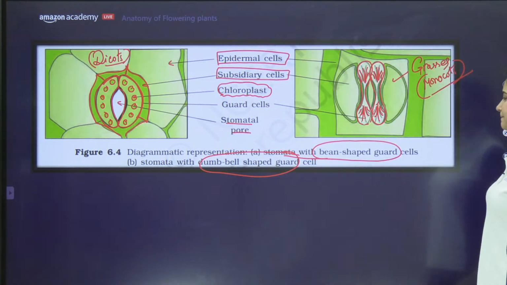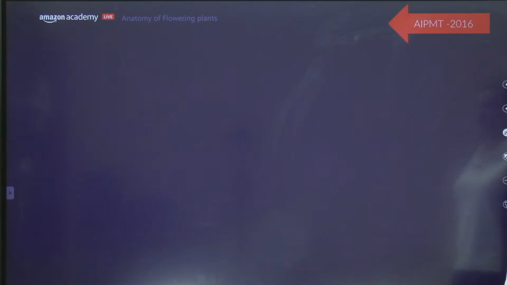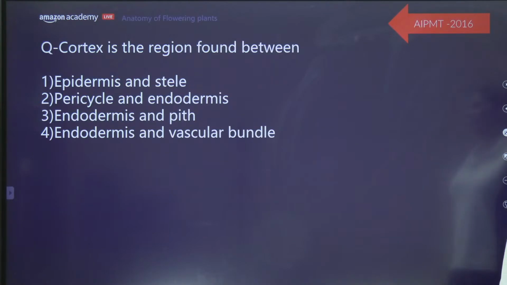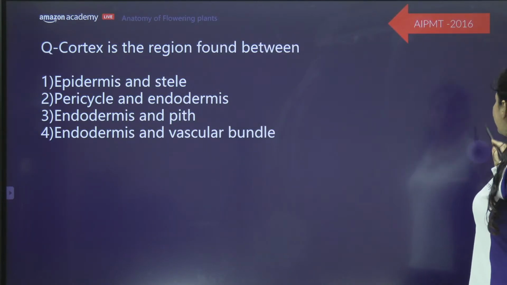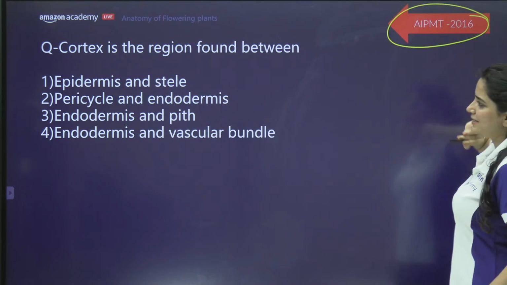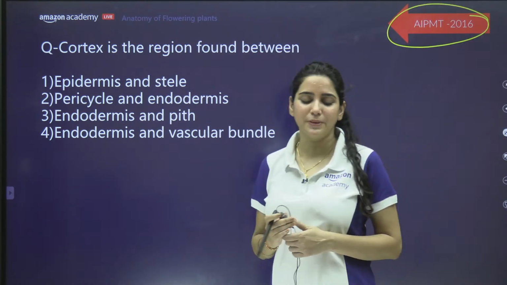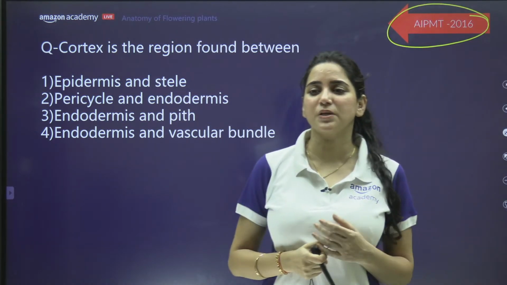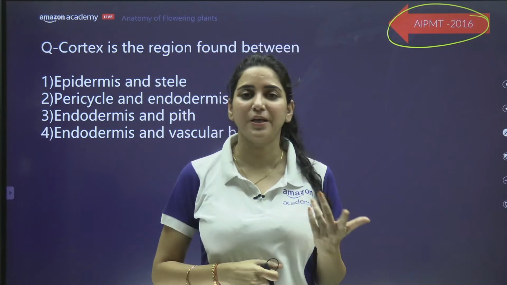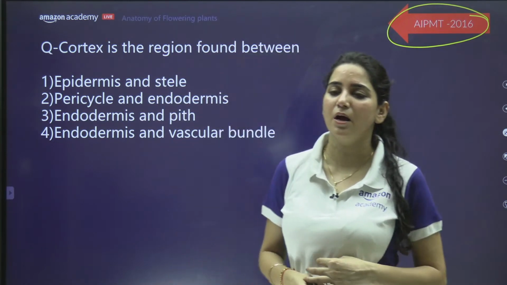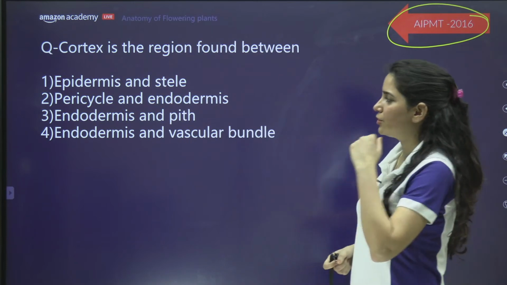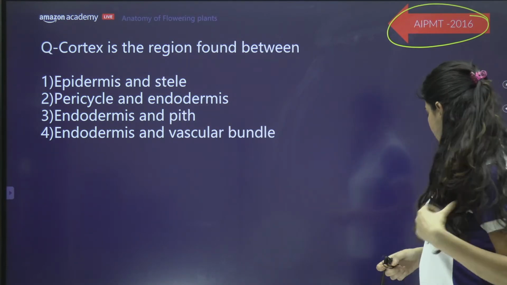बच्चों, चलिए आगे बढ़ते हैं. Next question that we see on the screen is our 2016 question. So let's see what is the question. अभी किसी बच्चे ने पूछा भी था कि मैम कैस्पेरियन स्ट्रिप्स कहाँ पे होती है, या सुबेरिन का क्या काम है. So see all of that, but you first try to do the question correctly.